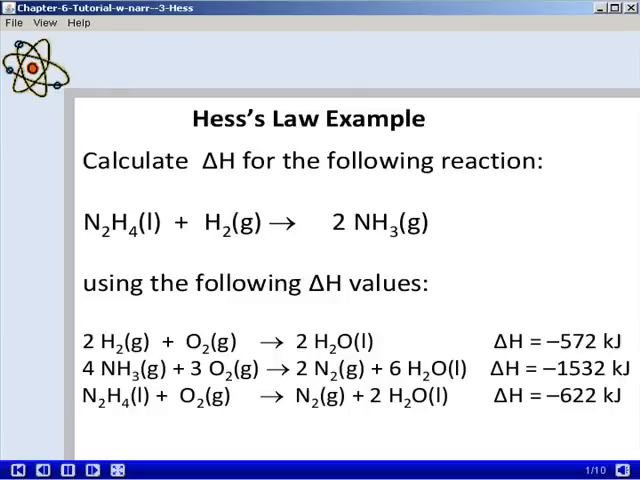In this Hess's law example, we're asked to calculate delta H for the given reaction between N2H4 and H2, which produces 2NH3. And we're given three balanced chemical equations and their corresponding values of delta H. And our goal then is to manipulate those equations in such a way as to give us the top equation, a desired equation.